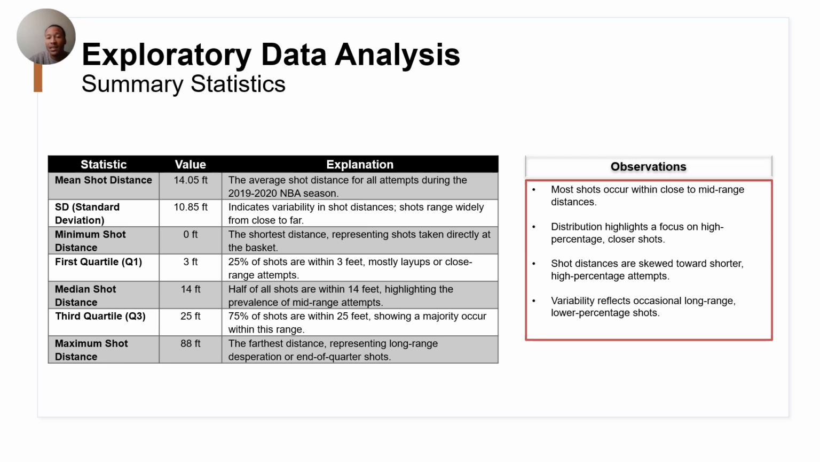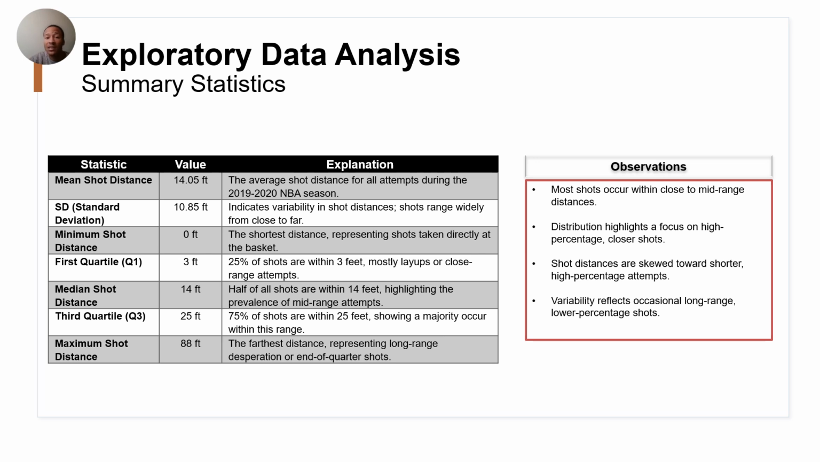The median distance is 14 feet, and this emphasizes the prevalence of mid-range attempts. By the third quartile, the 25 feet area, 75% of shots fall within close or mid-range distances. And then finally, you've got the maximum distance of 88 feet, which reflects those rare long-range desperation shot attempts.